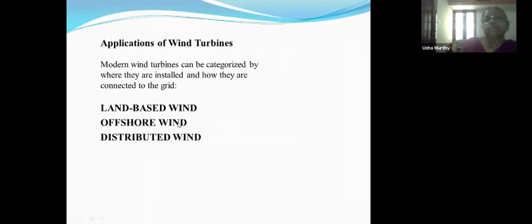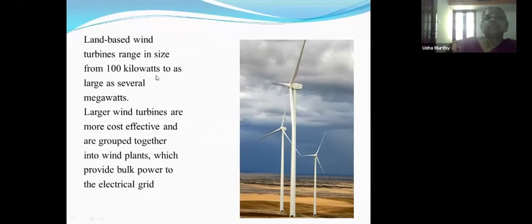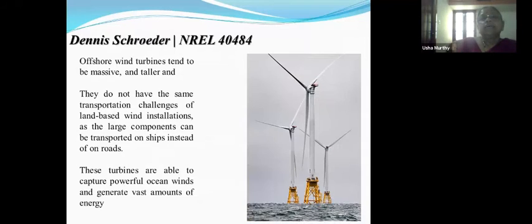Basically, there are three types: land-based wind, offshore wind, and distributed wind. Land-based wind turbines range in size from 100 kilowatts to several megawatts. These turbines are mostly cost-effective and are grouped together into wind plants, which can provide bulk power to the electric grid. Then we have the second one, offshore wind turbines.